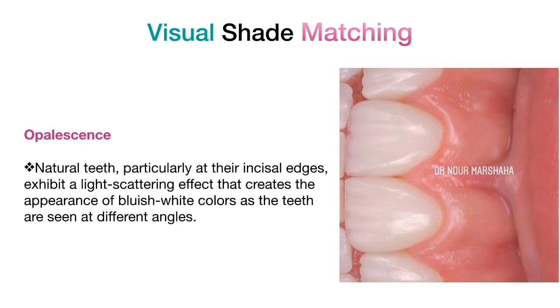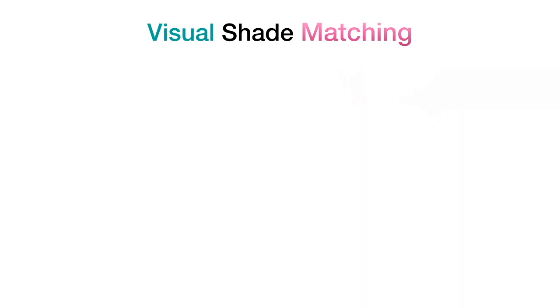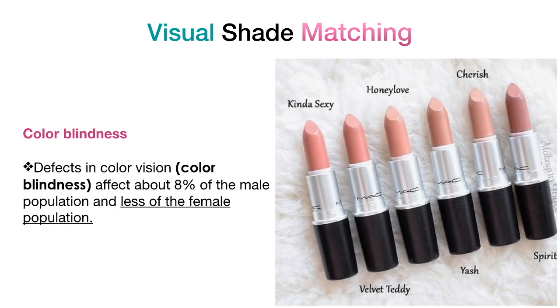Opalescence means that natural teeth at their incisal edge have translucency. That creates an appearance effect from bluish to white colors as the teeth are seen at different angles. So we can see at the incisal edge how the light has a scattering effect and creates these details. Color blindness: most women have the ability to distinguish between these colors, but 8% of the male population cannot distinguish between these colors. That means color blindness.